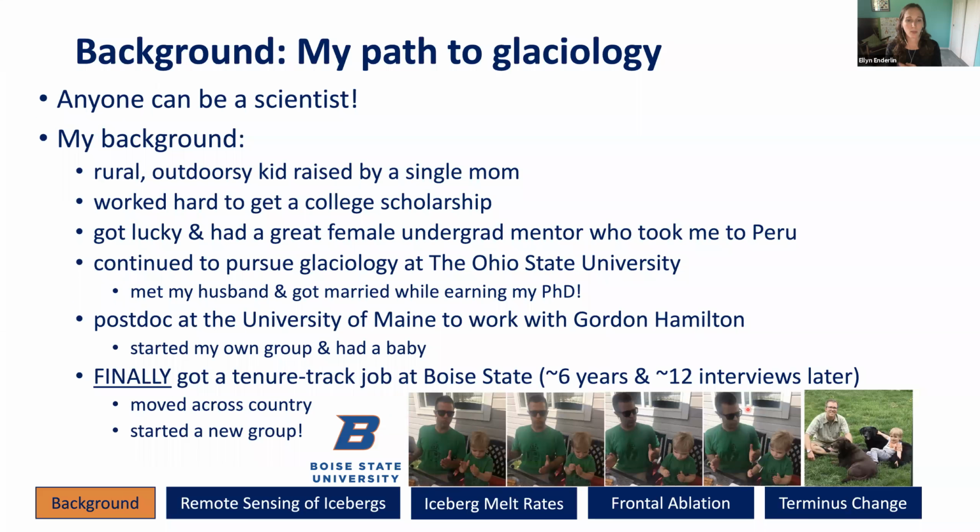And I applied for, I'd say, more than 50 jobs in 6 years, and I got about 12 interviews. And I finally got my current job, my tenure track job at Boise State. So I moved my family across the country, and I've started my new group here. And I have my husband and my son in these photos here, showing you again, it's really great and sort of necessary to have a good support network, especially one that can make you laugh because they're doing weird robot dances.